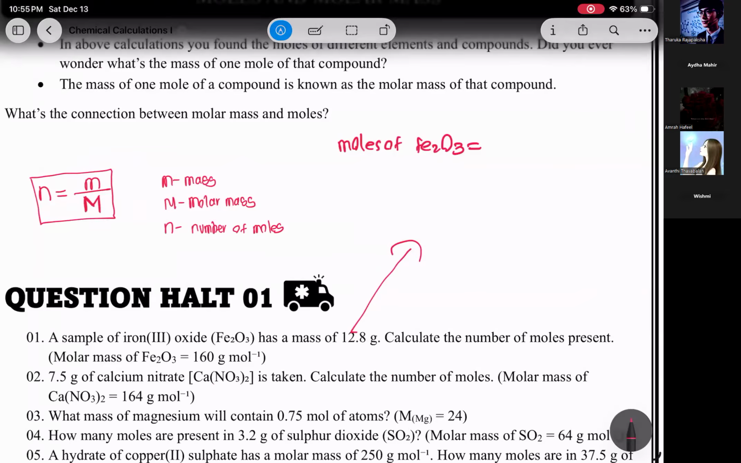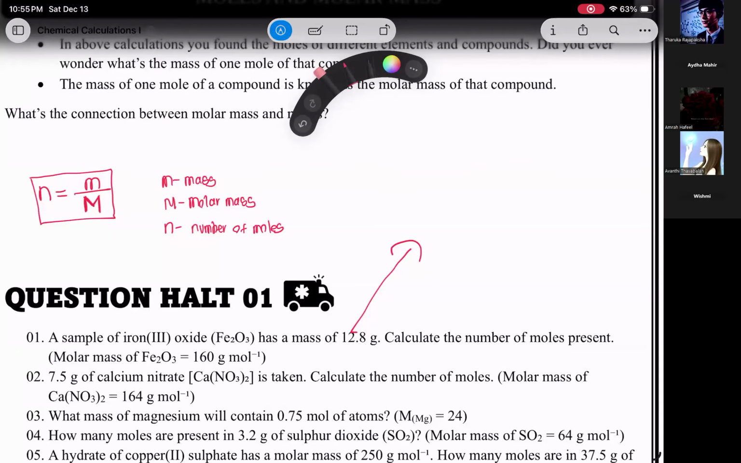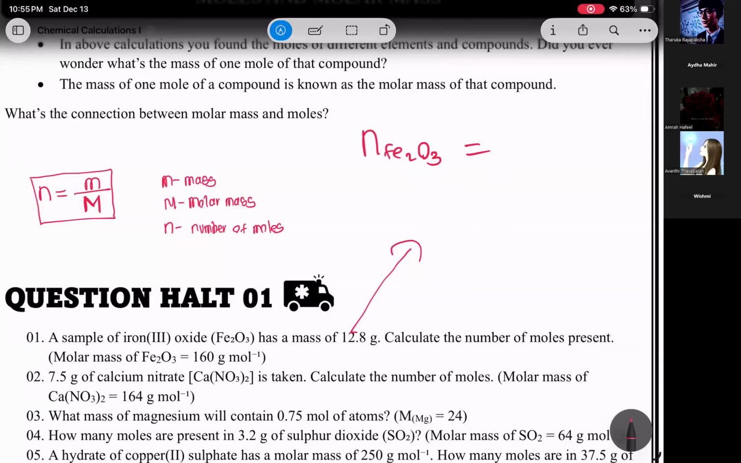Fe2O3. Don't write equations. Don't write this equation just because I gave it. Don't be like very small children. Moles of Fe2O3, or you can write in a more advanced way like this: number of moles of Fe2O3 is equal to mass over molar mass, 12.8 grams divided by 160 grams per mole.